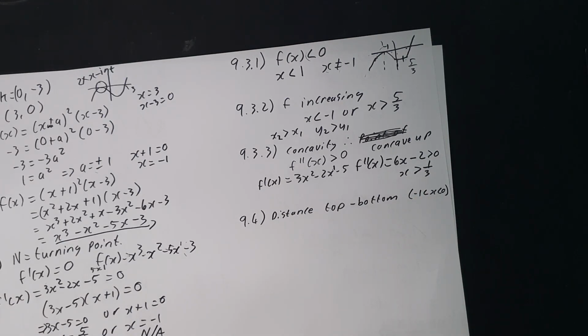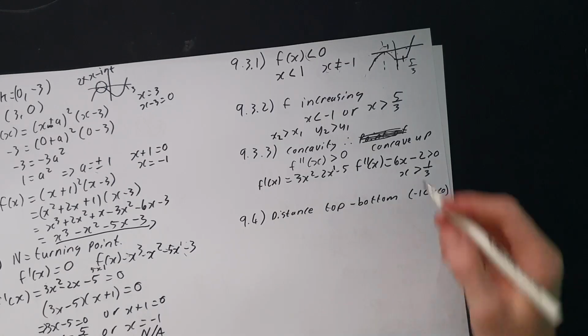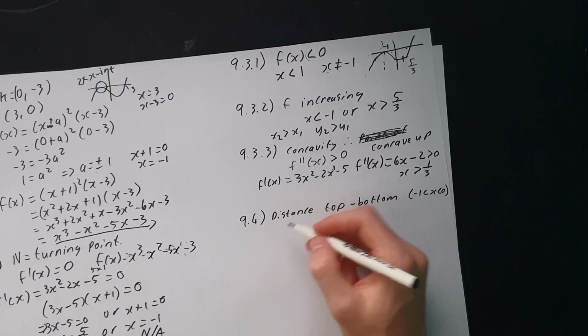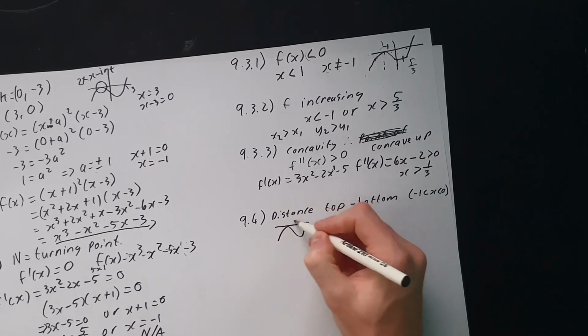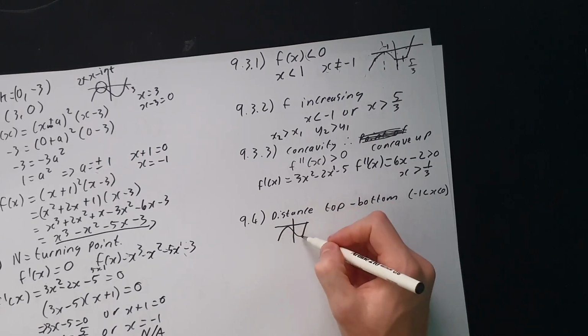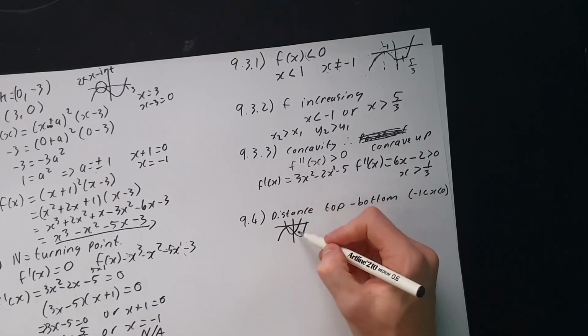Okay, alright, now the last one is quite a nice question. It says determine the maximum vertical distance between the graph f and f prime for the interval between -1 and 0. So what are they asking? They're asking if we take the derivative of this function, so we know that the function looks like this, and if we take the derivative of this, we're going to end up with a parabola. And they want to know what is the distance between the two functions over there.